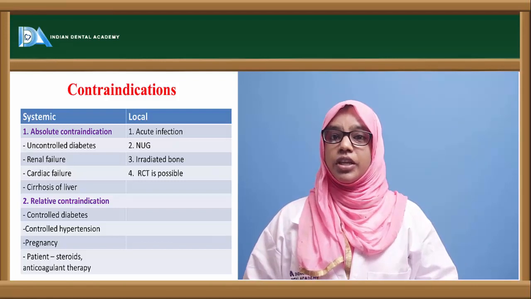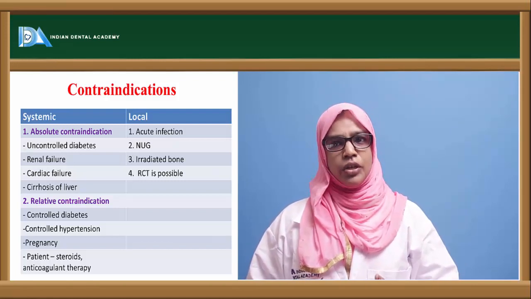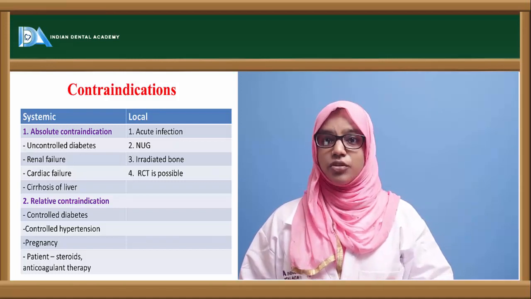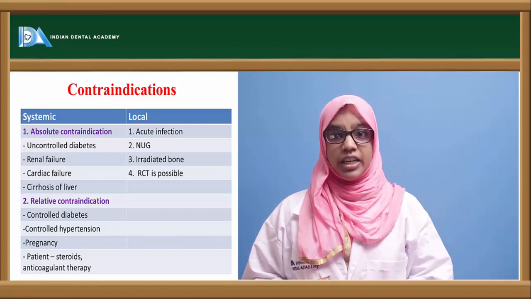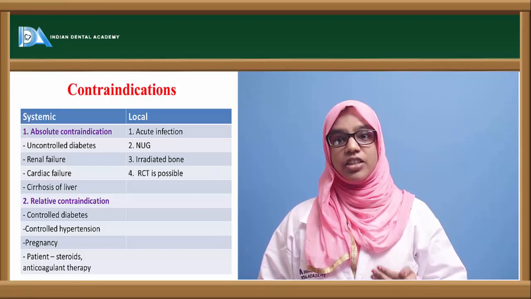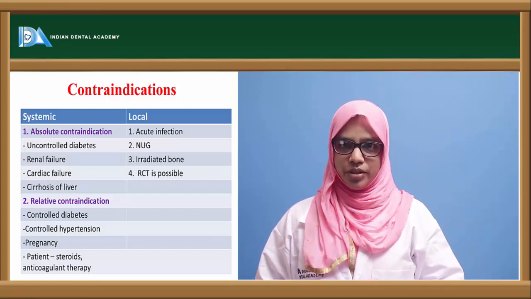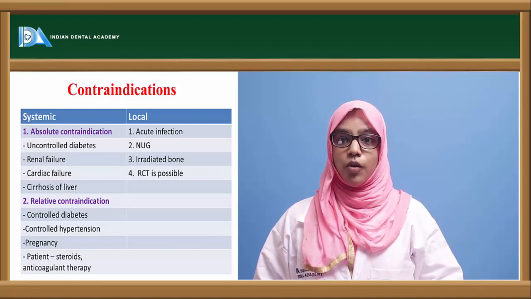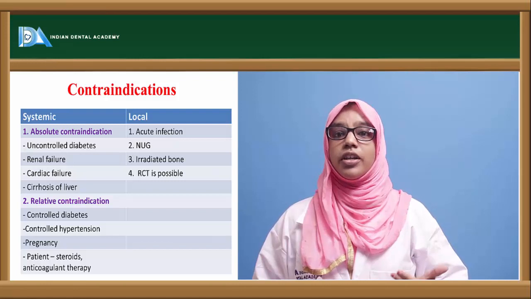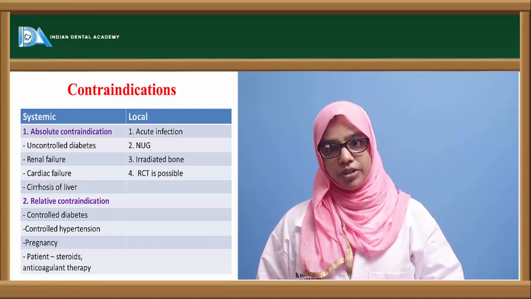Next is in case of renal failure and liver cirrhosis. We all know that local anesthetics used before the extraction are excreted through the kidney and liver. In these cases, if there is impairment in the kidney and liver, the excretion is hampered, so even a small dose can cause toxicity. In case of cardiac failure, to avoid cardiac toxicity, extractions are avoided.